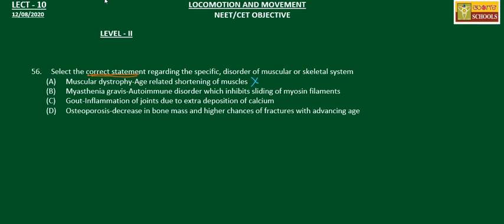Yes, it is an autoimmune disorder, but the statement that it inhibits sliding of myosin filaments is not correct. Actually, it destroys the acetylcholine or neurotransmitter receptors, so the transmission of impulses doesn't pass to muscles. So myasthenia gravis is an autoimmune disorder, that is right, but it does not play a role in inhibiting sliding of myosin filaments. So this is again a wrong option.